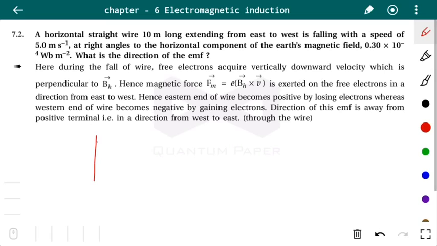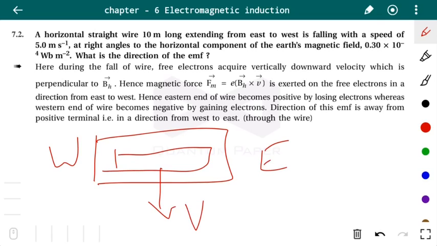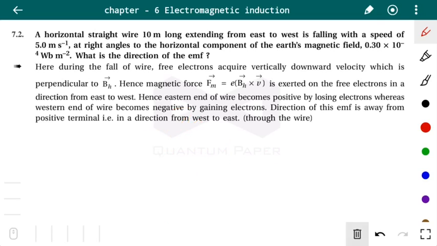So here also we are continuing with the same thing. The wire is placed in the east-west direction. It is falling freely in the downward direction, which is the direction of the velocity. The direction towards the north is the horizontal component of the magnetic field, which is perpendicular to the velocity. So the EMF induced we have already solved in part 1. Now we will be finding the direction of this induced EMF.